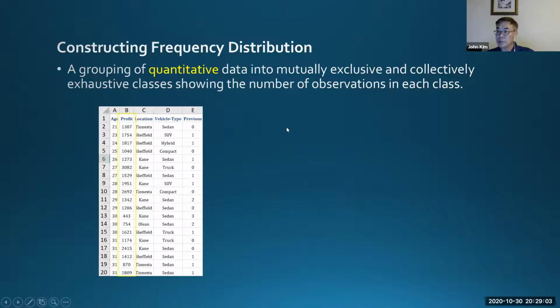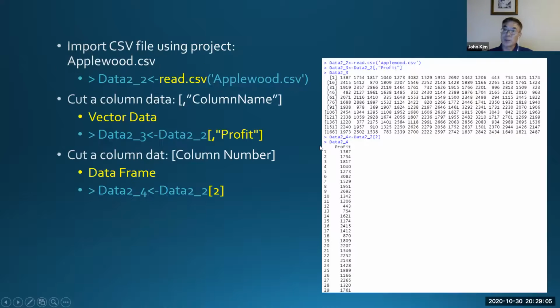So using the same data, I will use the file. Import the Applewood Excel file: convert to CSV, then using read.csv, import, and that will be data 2-2. Okay, import the data.